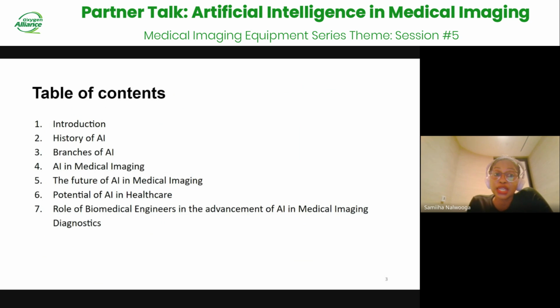For today's discussion, we are going to be looking at the introduction to AI. What is AI? We'll have a brief about the history of AI, the different branches of artificial intelligence. Then we will narrow it down to AI in medical imaging, look at the future of AI in medical imaging, the potential of AI in healthcare in general, as well as the role of biomedical engineers in the advancement of AI in medical imaging diagnostics, because biomedical engineers really play a key role in artificial intelligence when it comes to healthcare.